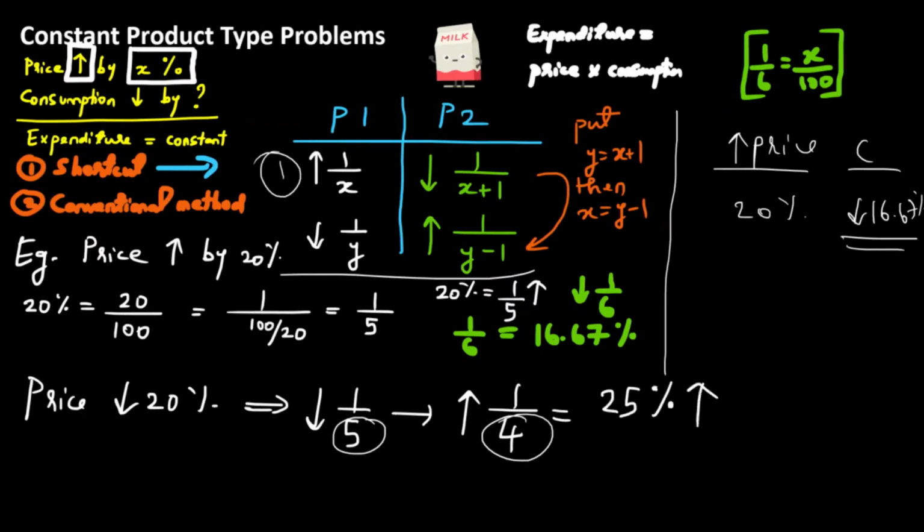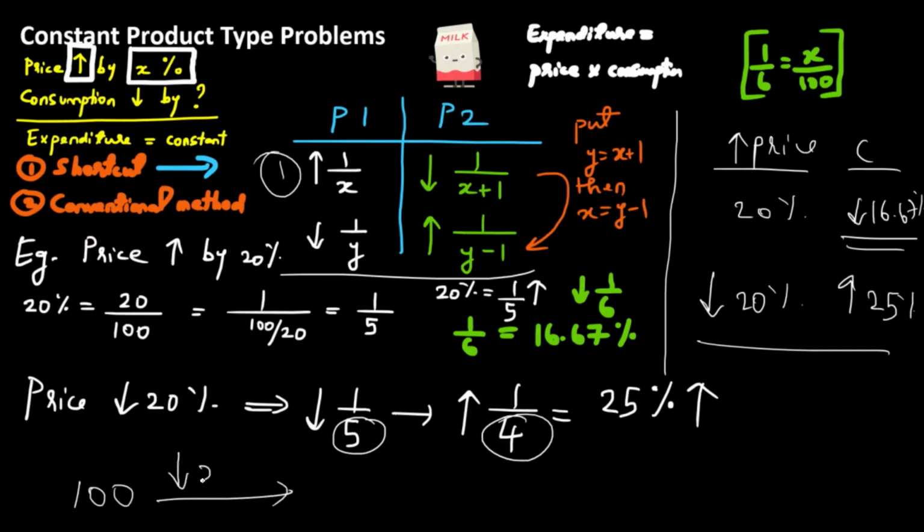So if the price dropped by 20%, you can increase consumption by 25%. Now you can do the same thing taking an example also. Let's take that also over here. Initially, let's assume that the expenditure was 100. Now if there is a decrease of 20%, right? So that's 80, right? So 20% of 100 is 20. 100 minus 20 gives you 80.